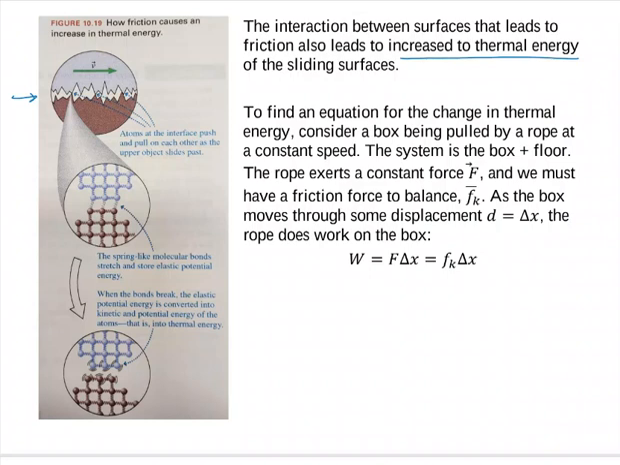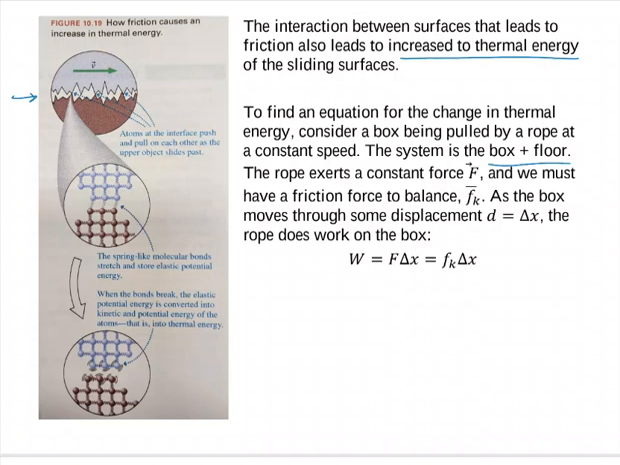So to find an equation for the change in the thermal energy, we go back to that box that was being pulled by a rope at a constant speed. We've seen that problem so many times over the course of the year. The system is that box plus floor situation. Okay, so the rope exerts a constant force F. So we have friction force to balance the pulling force of the box from the rope.